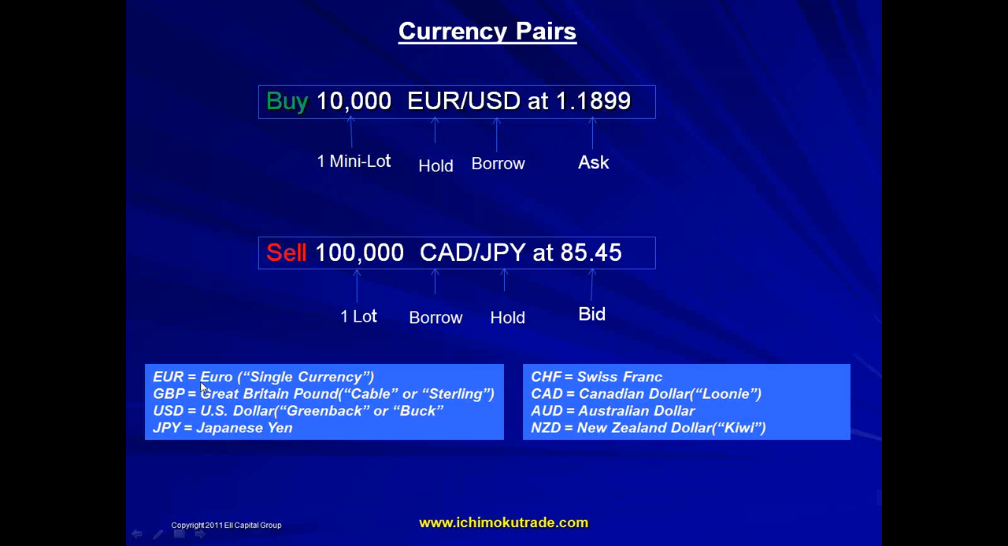Now, here's the thing. Euro is called here, they call it single currency. Here's all these names you could think of. Sometimes they call the British pound in London the cable, the sterling. They call the dollar the greenback, the buck. Japanese yen, Switzerland, the Canadian dollar, they call it loonie, New Zealand dollar, they call it kiwi. Here's all the names they give them.